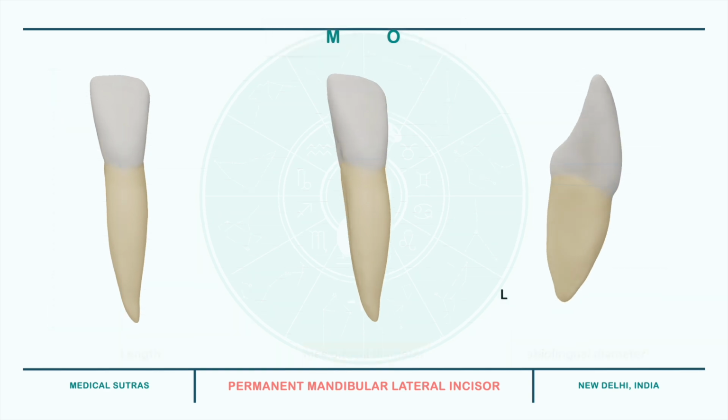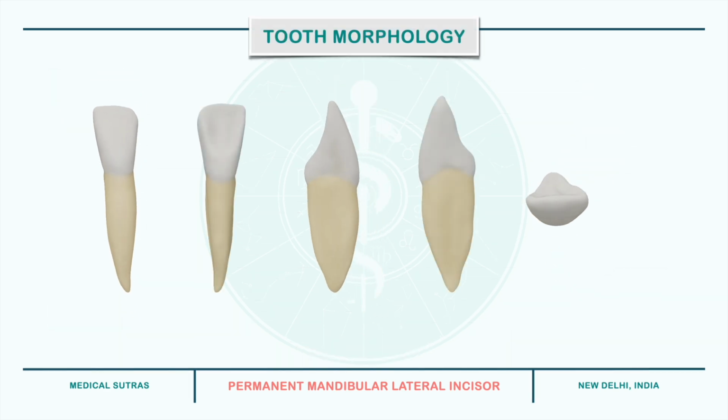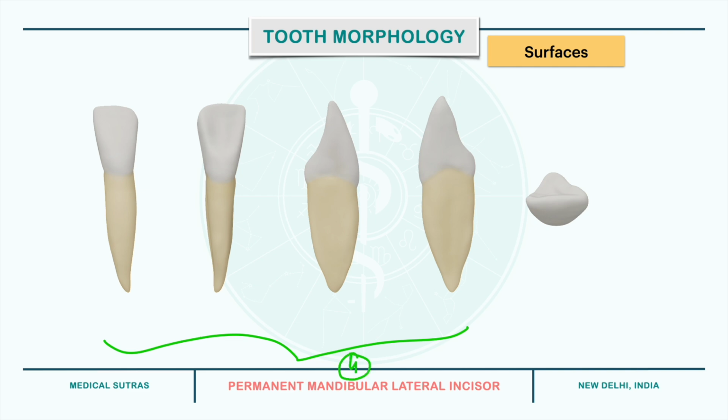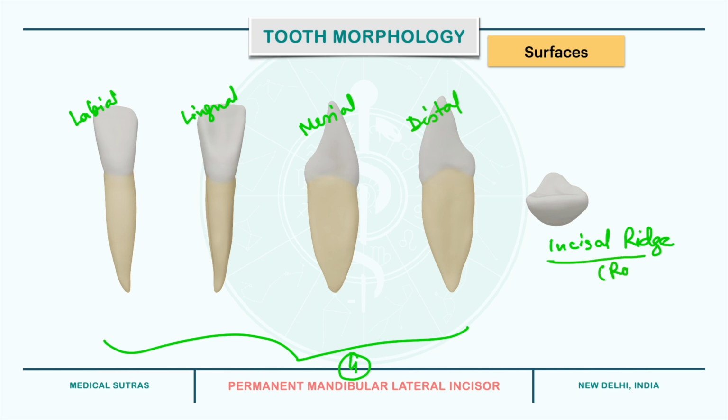Now let's understand the surfaces, line angles and point angles. Similar to all other incisors, the permanent mandibular lateral incisor has 4 surfaces and 1 incisal ridge. The surfaces include labial, lingual, mesial and distal surface. The incisal ridge is round in newly erupted teeth. However, with time it undergoes wear or attrition due to mastication and becomes flat. It is then referred to as the incisal surface.